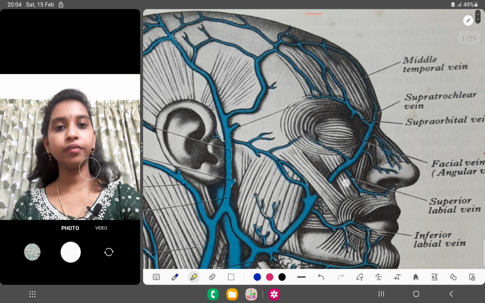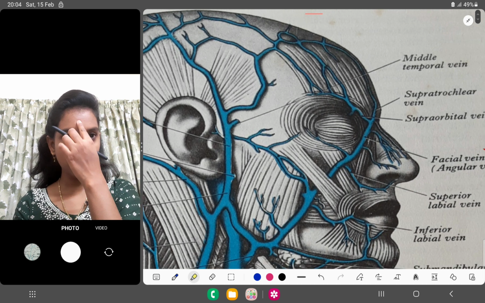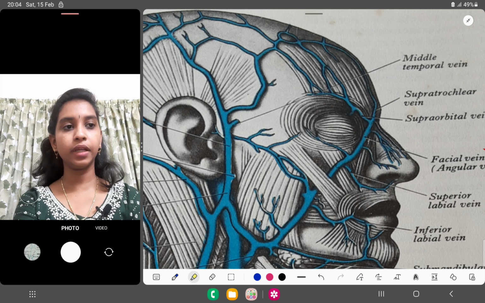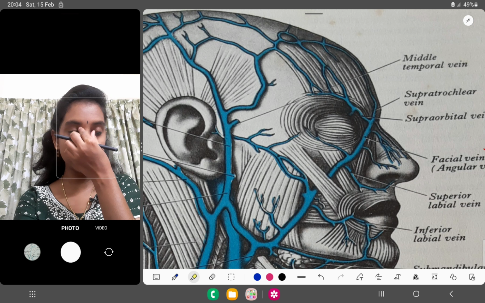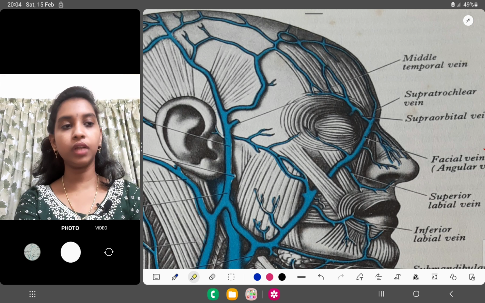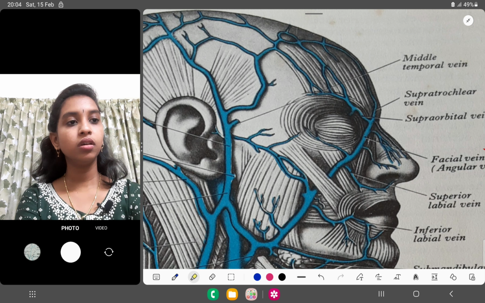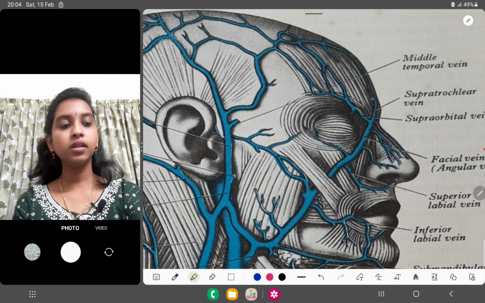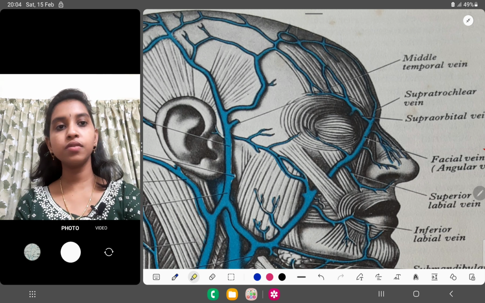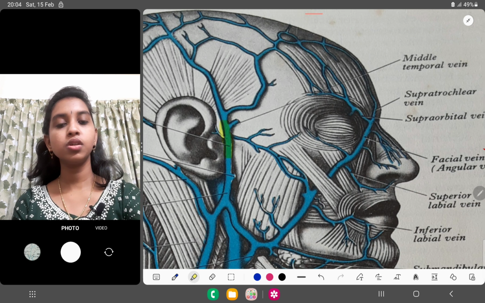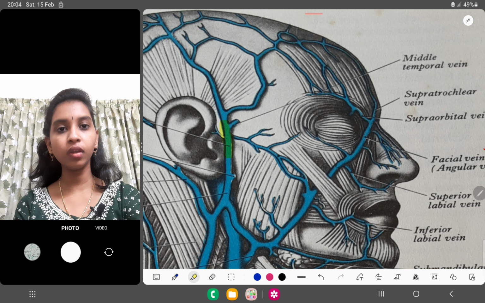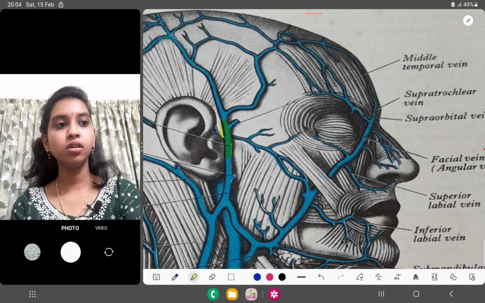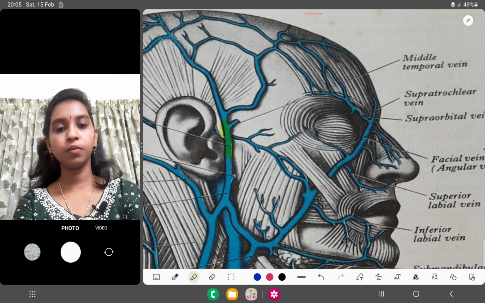The supratrochlear vein begins in the forehead and it descends down parallel with the other vein on the opposite side. It then diverges laterally till the medial canthus of the eye, medial angle of eye. It joins with the supraorbital vein. The supratrochlear vein also receives frontal tributaries from the superficial temporal vein. At the root of the nose, both sides of supratrochlear vein join to form the nasal arch.